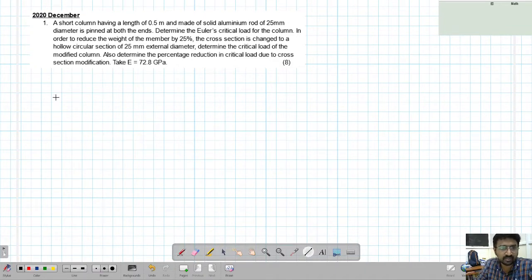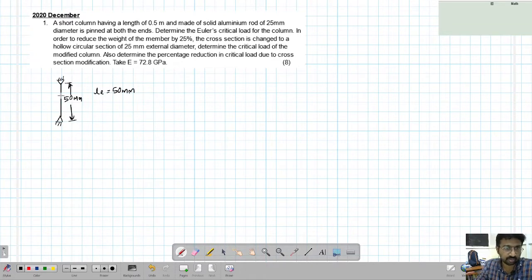So the length of the column is given. In column problems, the first thing that you have to draw is the boundary condition for the column. What is the end condition? Here it is telling it's pinned in both ends. So total length is given as 0.5 meter, or I will say 500 mm. It's a very short column. So effective length is nothing but the same length, since both ends are pinned, effective length is same as the original length of the column.